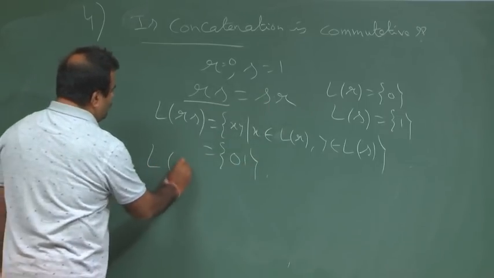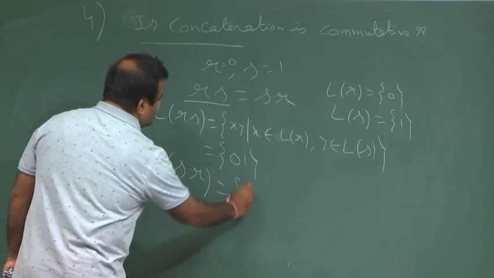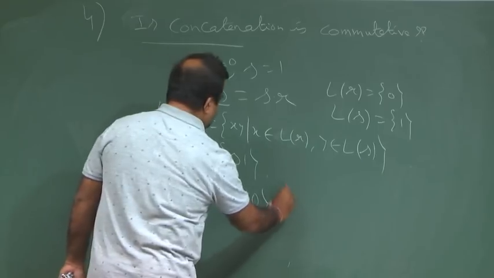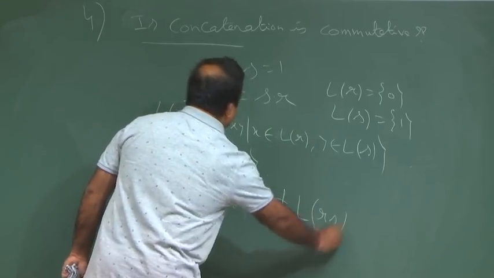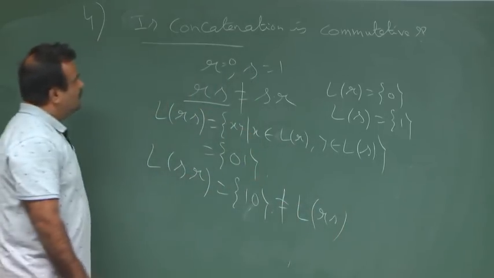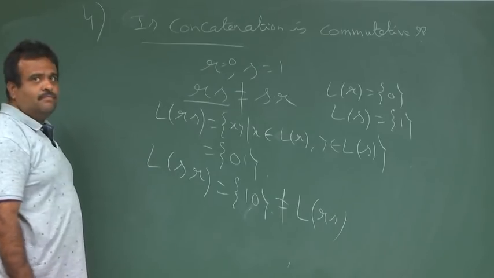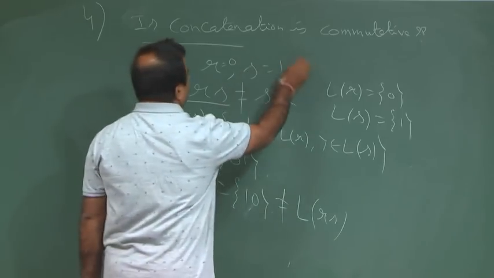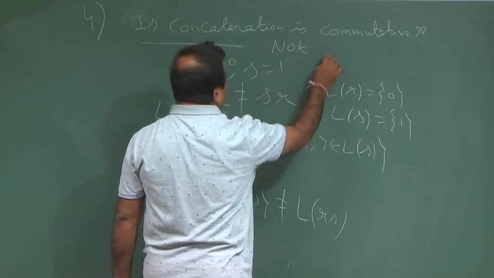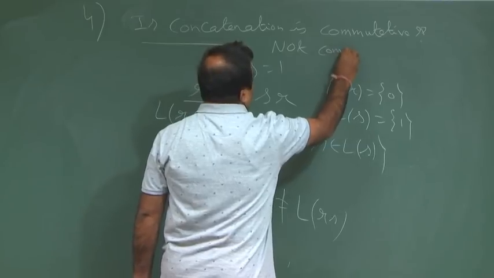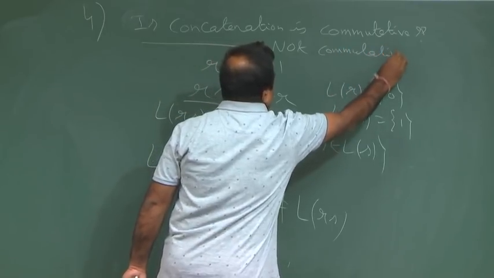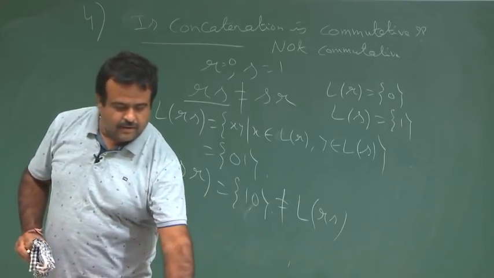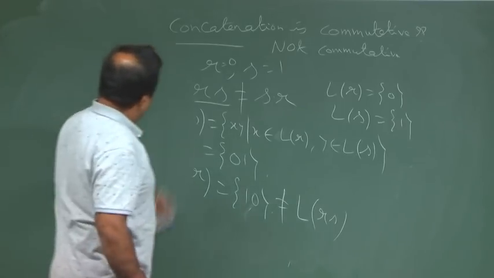And what is the language of SR? This is 10. So, these two are not the same. It is not the same in general. Okay. So, this concatenation is not commutative. Now, we will take some more examples.